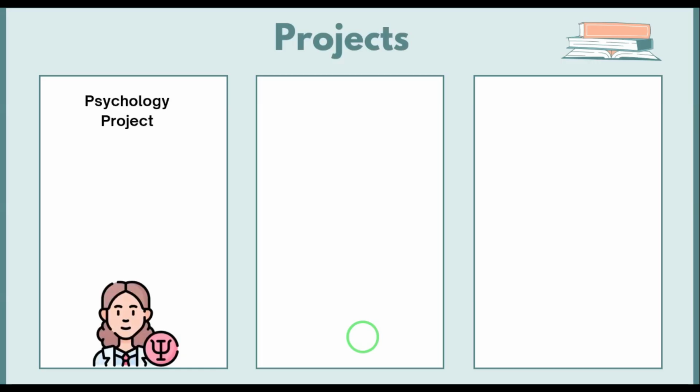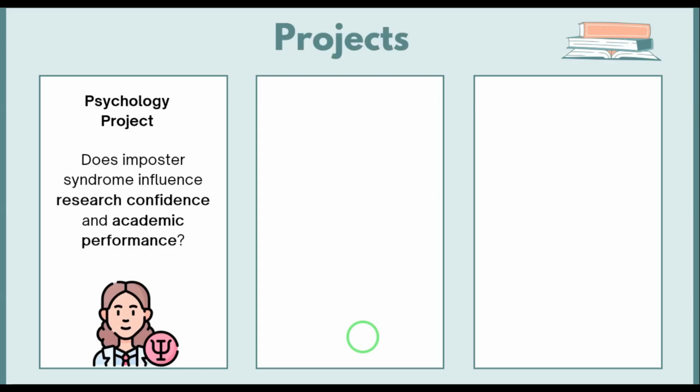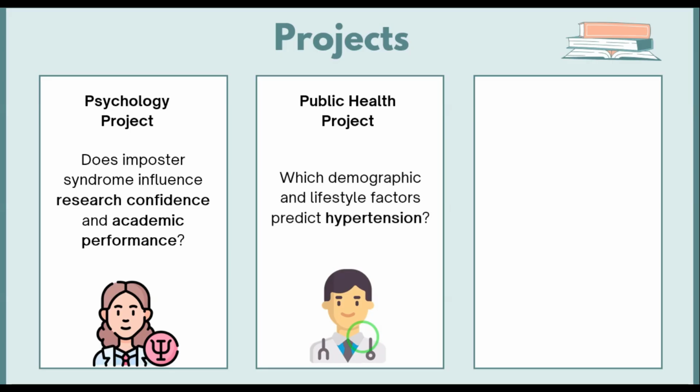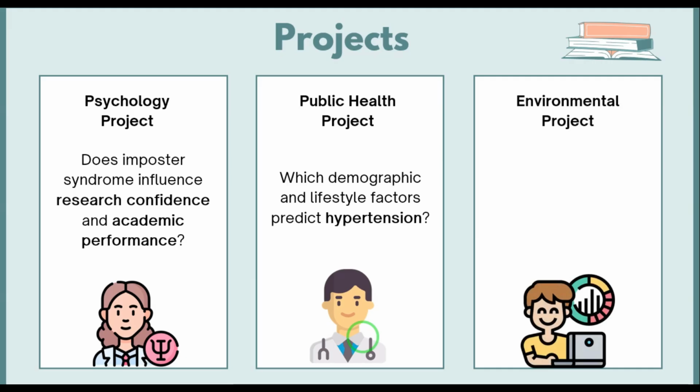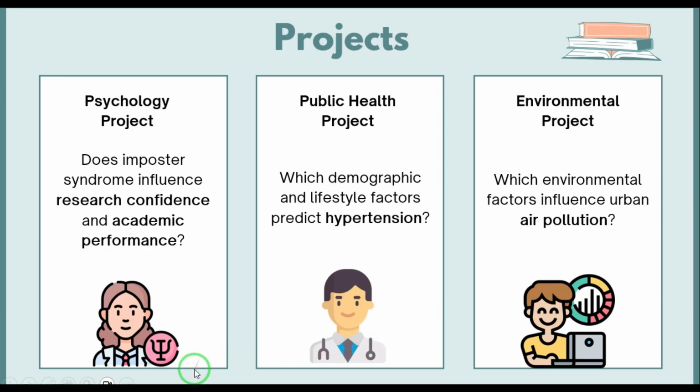Let's first see what the questions are that each researcher is trying to answer. Maria is doing her master's in psychology, and her research question is: does imposter syndrome influence research confidence and academic performance? Second person is Ali. He's in the health department and his project asks which demographic and lifestyle factors may predict hypertension. And finally, the last person is Josh. He's a researcher in the environmental field and he wants to know which environmental factors influence urban air pollution.